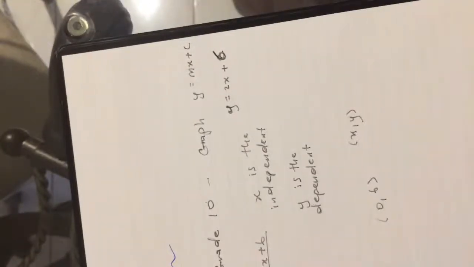This is how we plot our points. You always plot your points in the form x, y. So x always goes first and then your y variable goes after. So that's how we plot our graphs.